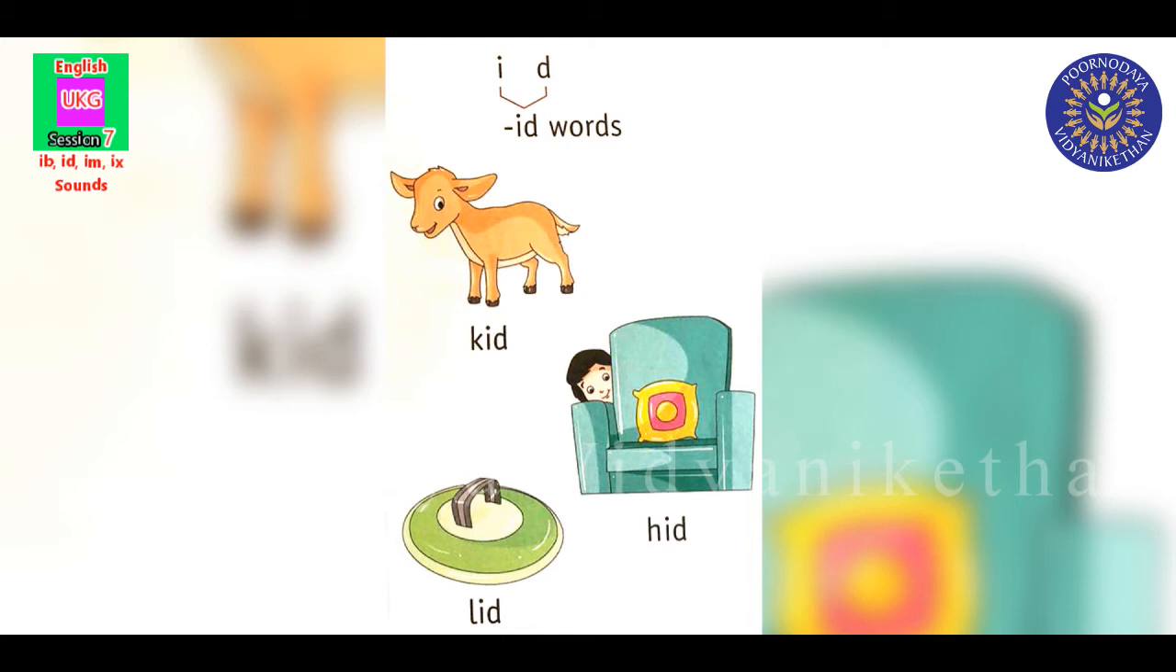Can you see this picture, children? What is this? Hid. H-I-D. Hid. The boy hid behind the chair. H-I-D. And what is the sound here? Id sound. Now, here is the next picture. What is this, children? This is lid. L-I-D. Lid. What is the sound here? Id sound. So we have learned kid, hid, and lid.